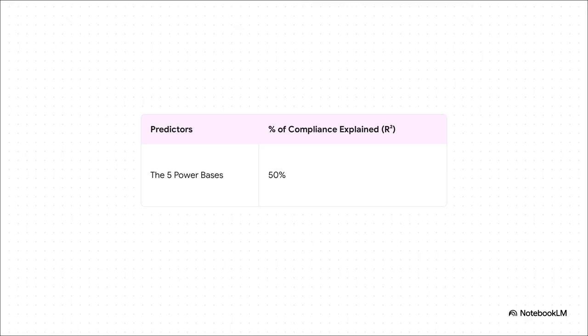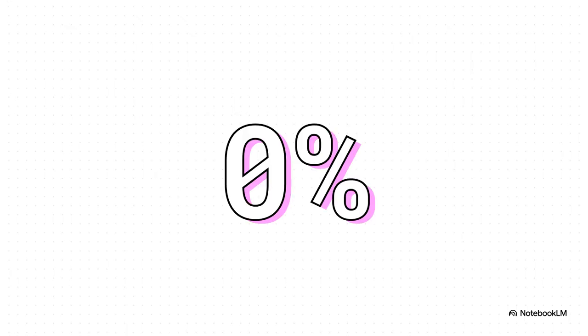Well, first, they looked at just the 5 individual power bases on their own. And you know what? Together, they explained a pretty respectable 50% of why students complied. Okay, not bad. That's a solid start. But then came the big moment. They took those 5 bases and used the old method. They just summed them up into one score. How much more did that simple sum explain? A big, fat 0. Nothing. It added absolutely no new predictive power. This was the nail in the coffin for the old way of thinking.